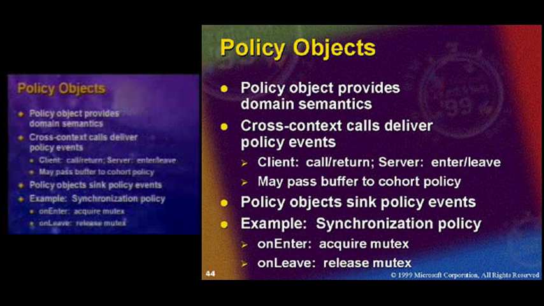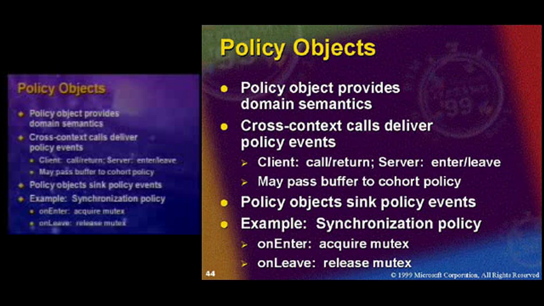A policy object provides the semantics for a particular domain. So it knows how to do the work required for synchronization or for transactions. The events that the policy can get on the client side are we're making a call and we've returned from a call. And on the server side, it's we're entering and we're leaving the object. We're entering a call and we're leaving a call. And the client and the server can pass some information back and forth to inform the other side what's going on and try to influence what happens in the implementation of your domain semantics.